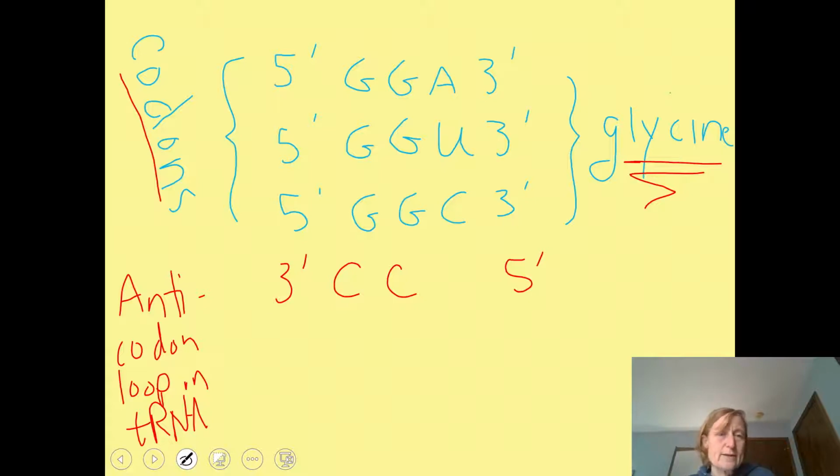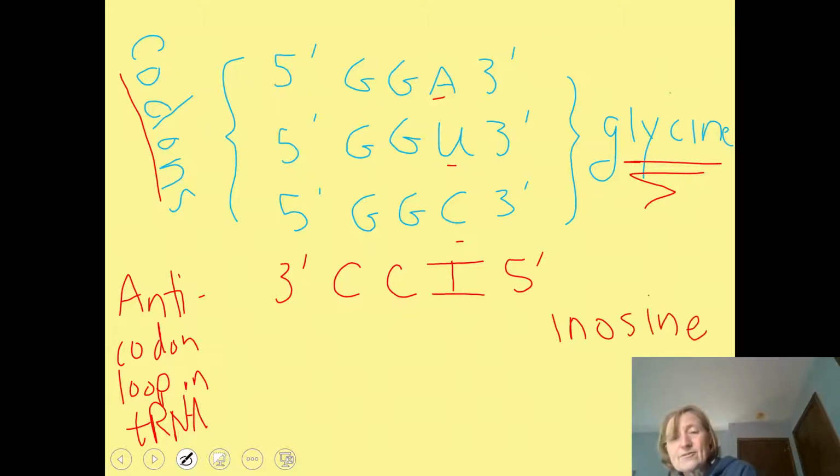So the anticodon loop in this tRNA molecule goes C, C, and then you get to the third nucleotide, and the third nucleotide in each of these codons is different. What can pair with A, U, and C? It turns out that our tRNA molecule that can recognize all three of these codons has a funky nucleotide in it. It has something called inosine, instead of an A or a U or a C or G.